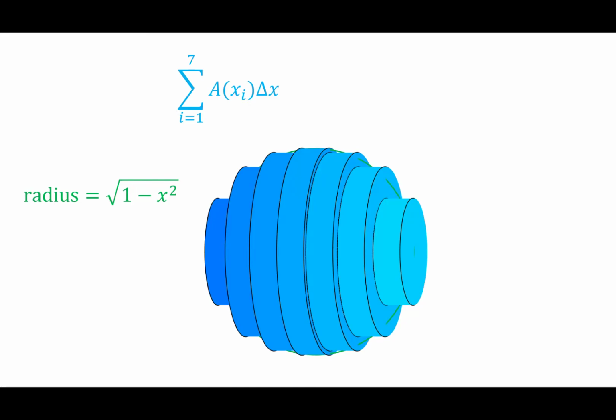The radius of these disks are determined by the function value depending on where your x is, and I happen to use midpoints. So the middle of my thickness of the cylinder is where the function intersects each cylinder. Now I can plug in what my area is. Well, the area of a circle is pi times r squared. Now I know that the radius is determined by my function value, square root of 1 minus x squared.